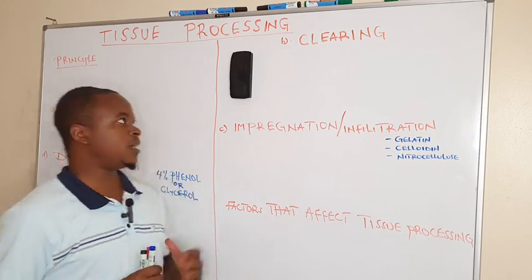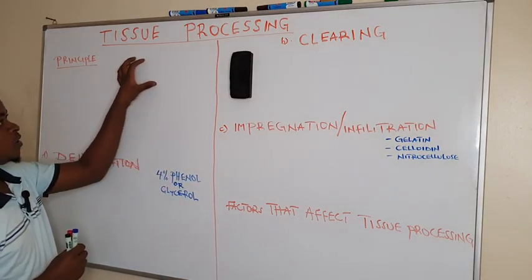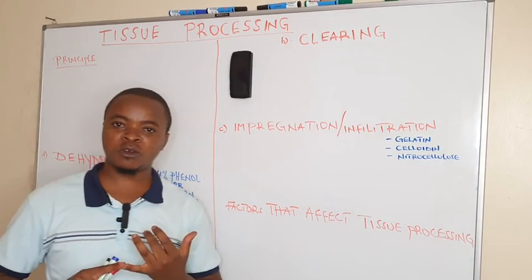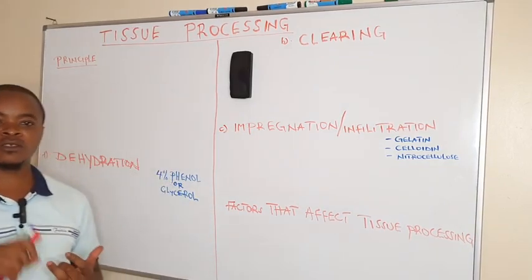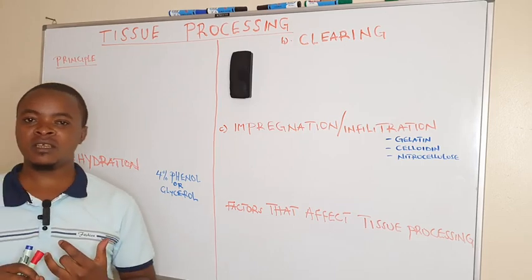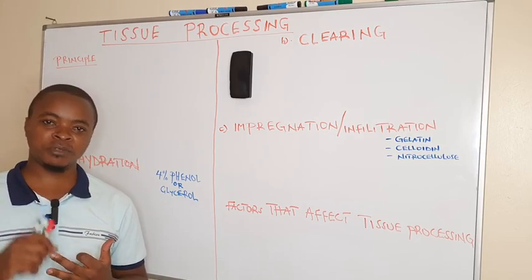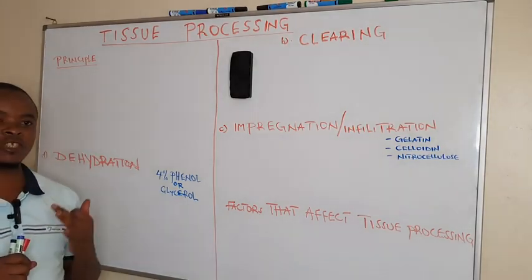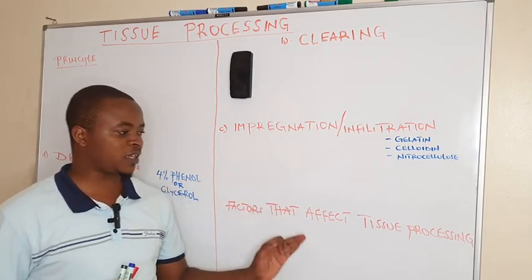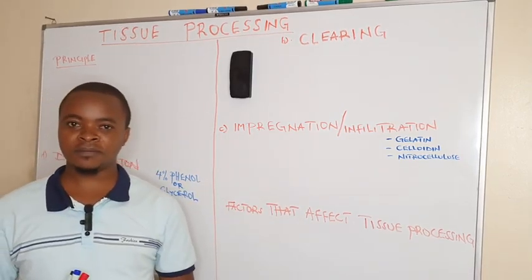And under tissue processing, we want to discuss the principle of tissue processing. We shall see three major steps in tissue processing, that is the dehydration, clearing, and impregnation. Then finally, we shall look at the factors that affect tissue processing.